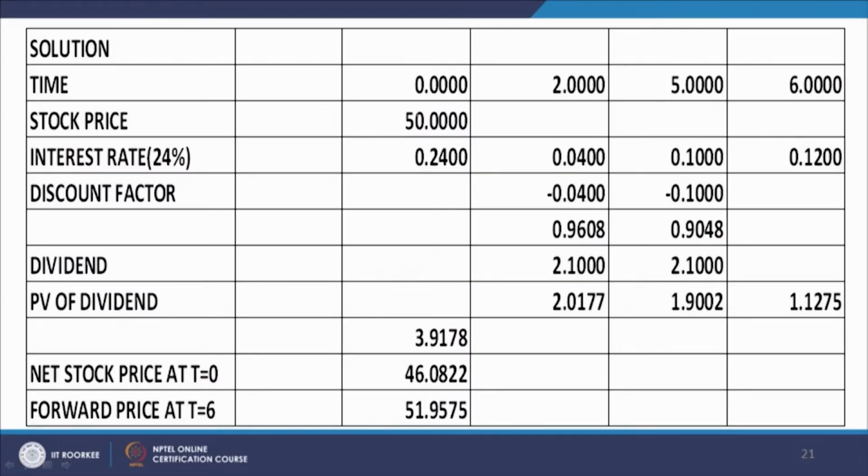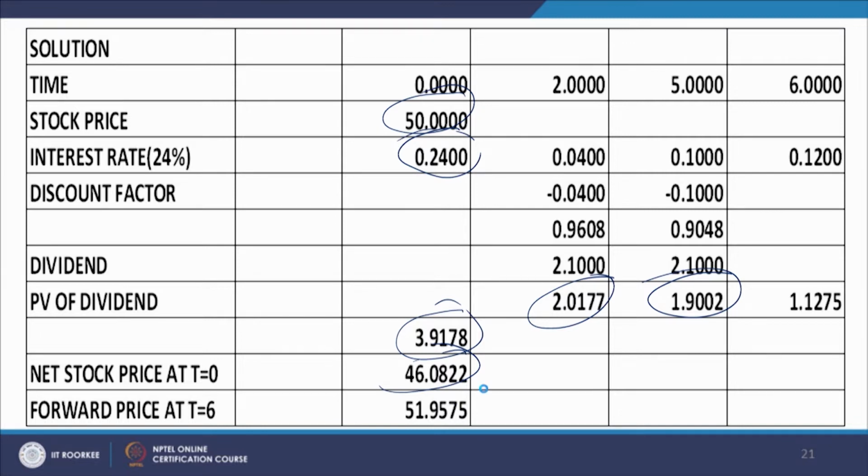Let us solve this problem. So, this is the time frame, this is the current spot price, and this is the risk free rate, right, and these are the present values of the two dividend payments, t equal to 2 months and t equal to 5 months. The total dividend payment is this much. So, the net stock price at t equal to 0 is this much, 46.08, and the forward price at 1st April is 51.9575.